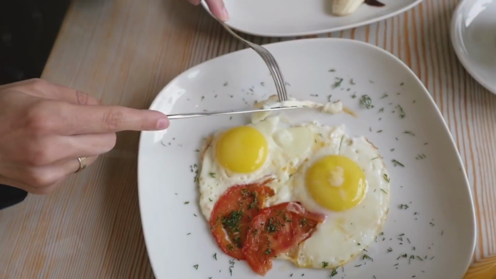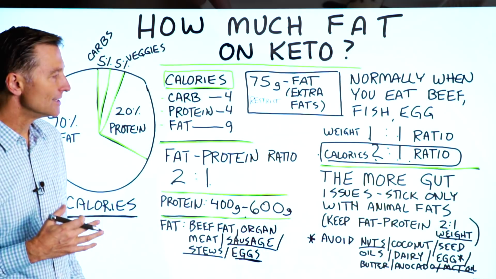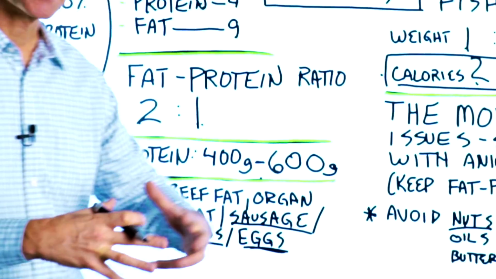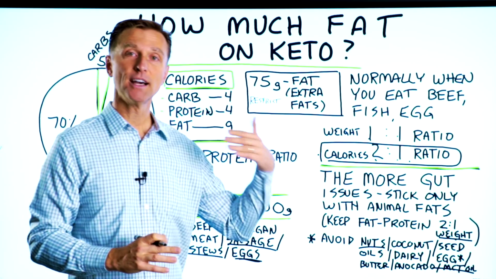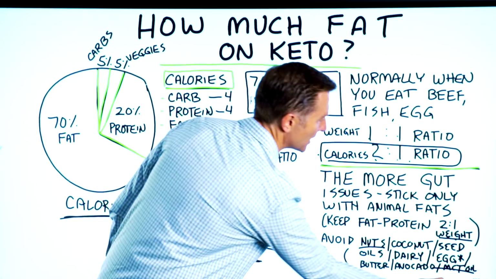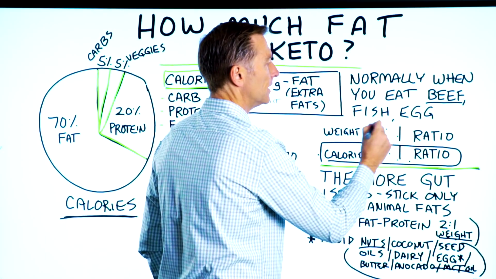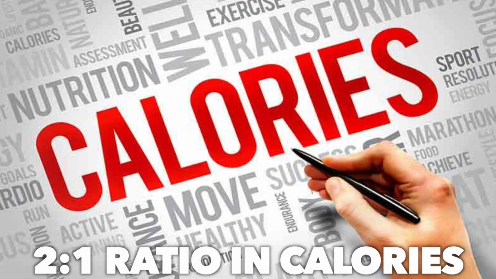And of course, eggs have a good amount of fat, but even this is a 1-to-1 ratio. And so I don't recommend doing carnivore just with steak. I recommend adding more of these other things right here. Now, if you don't have a gut issue, you can do these right here, these fats right here, and you can consume beef, fish, and eggs normally like they are, and that will give you a 2-to-1 ratio in calories.